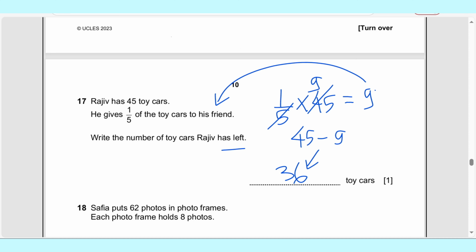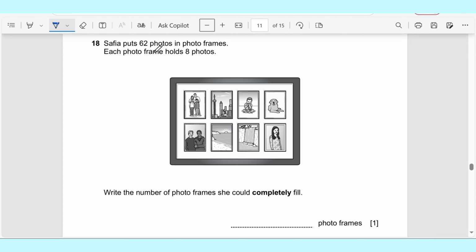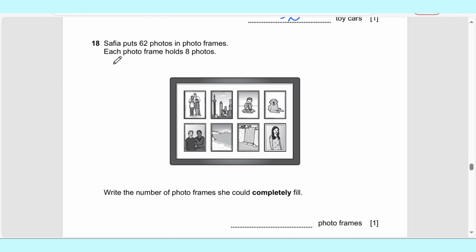Okay, let's move on. 18. Savia put 62 photos in photo frames. Each photo frame holds 8 photos. Now write the number of photo frames she could completely fill.